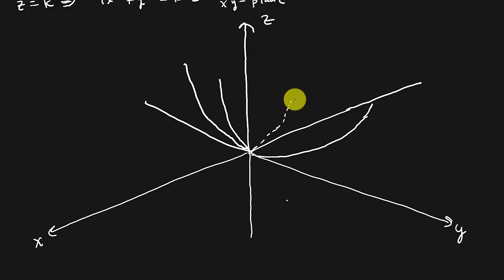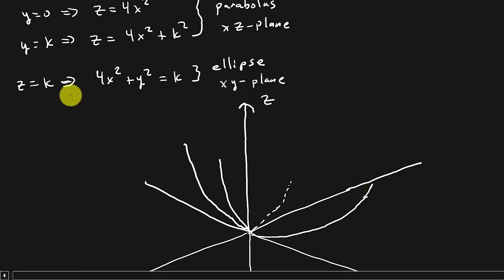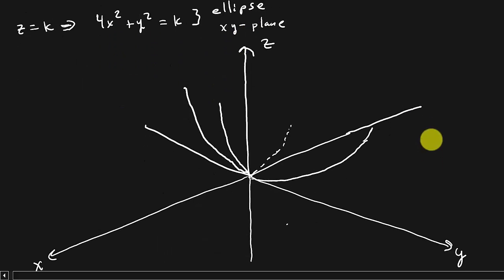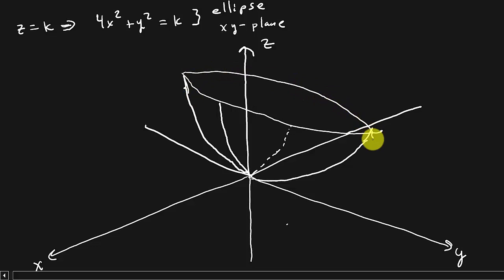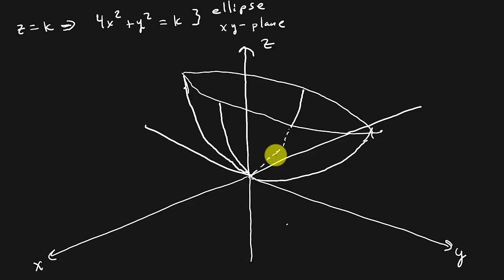Now, the next one, Z equals K. This is an ellipse in the XY plane. Hopefully I don't butcher this too bad. It's going to look something like that. And of course this will come on that way, and then that's dotted right there. All right. So this is your parabola, okay?